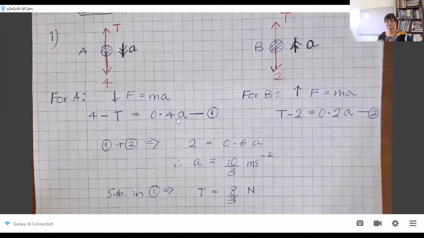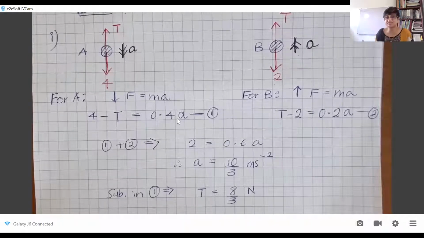What does it mean when a string is taut? It means it's not slack. The opposite of slack is taut. So when you are hanging something on a string, it's taut. You get that?